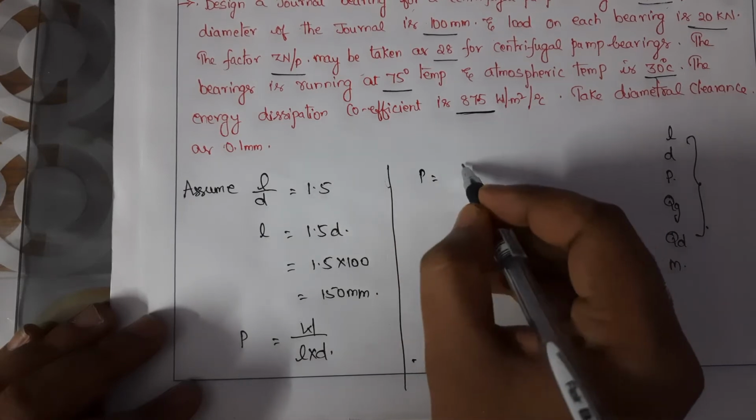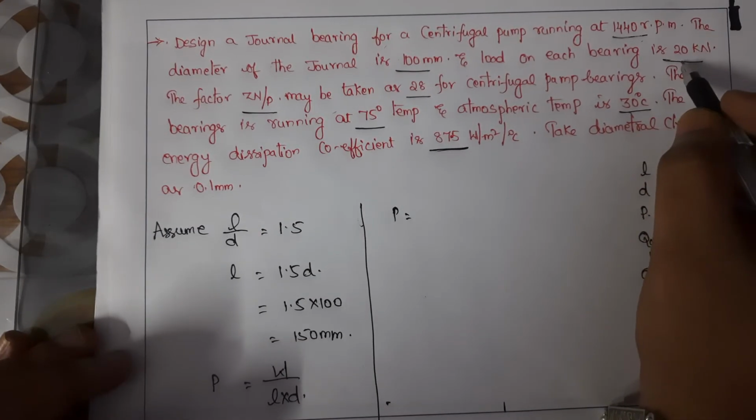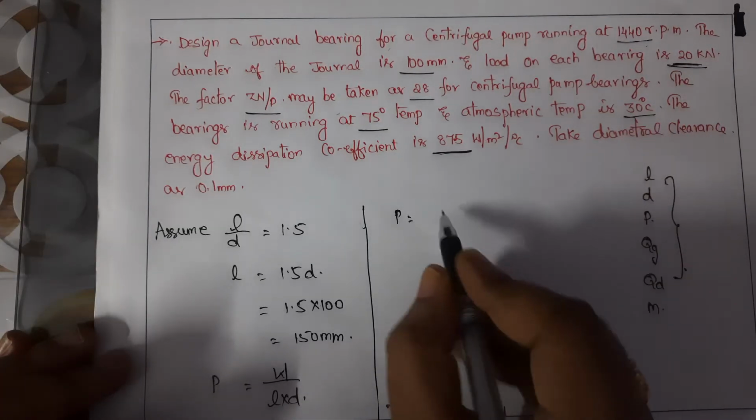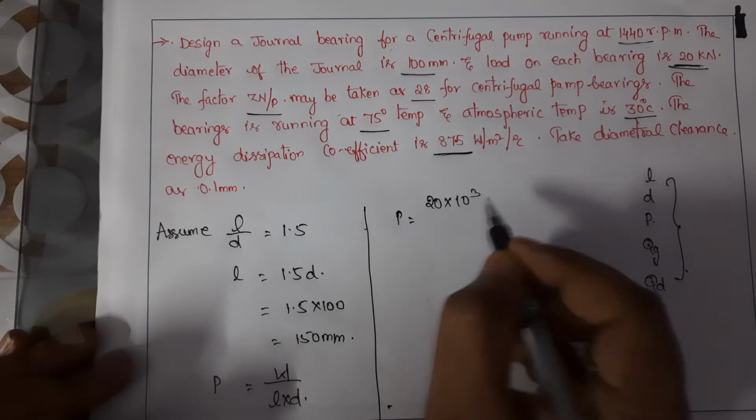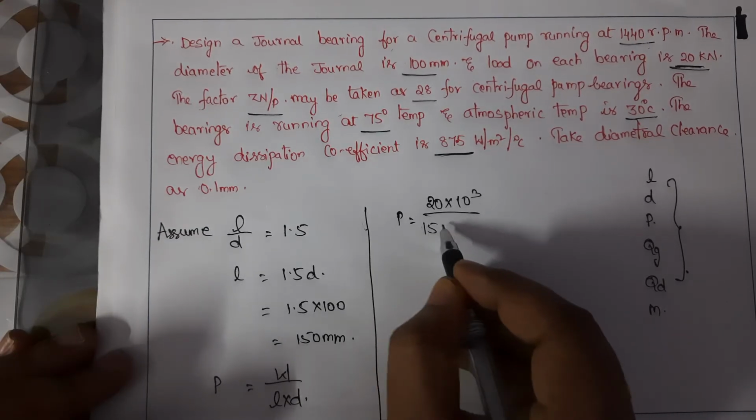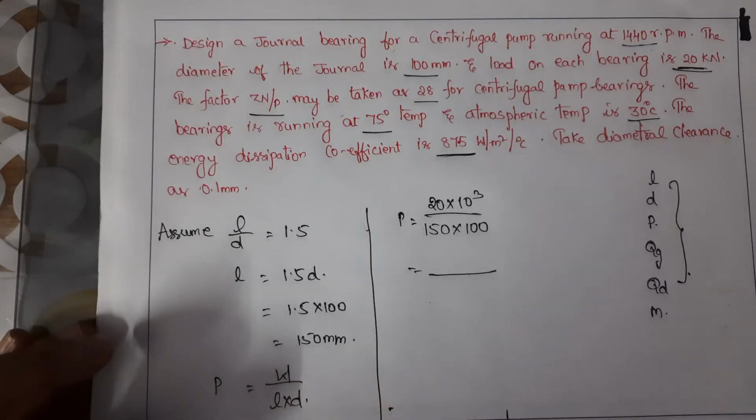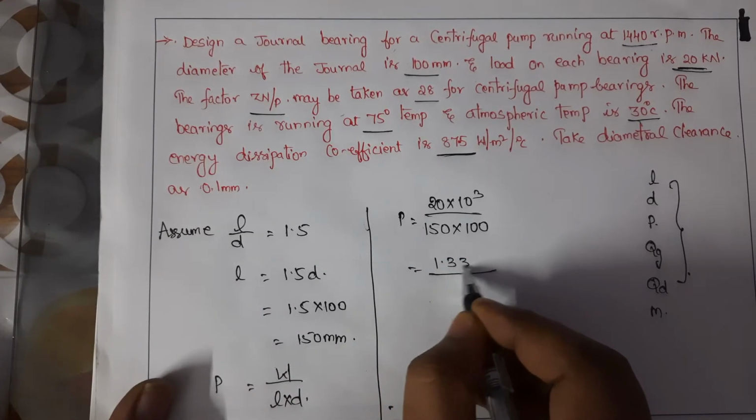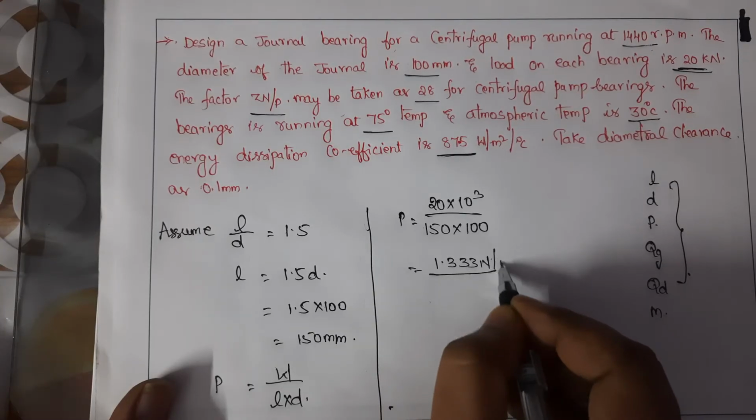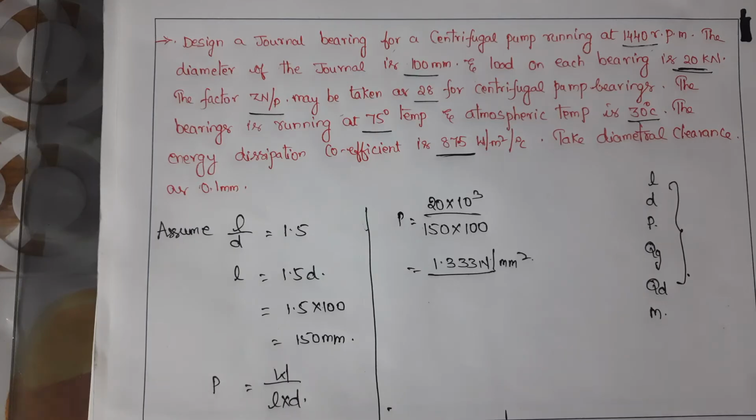P is equal to the W value he has given in the question as 20 kilonewtons. 20 into 10 to the power of 3 by 150 into 100 mm. So I have got an answer of 1.33 Newton per mm square. So this is the value I have got.